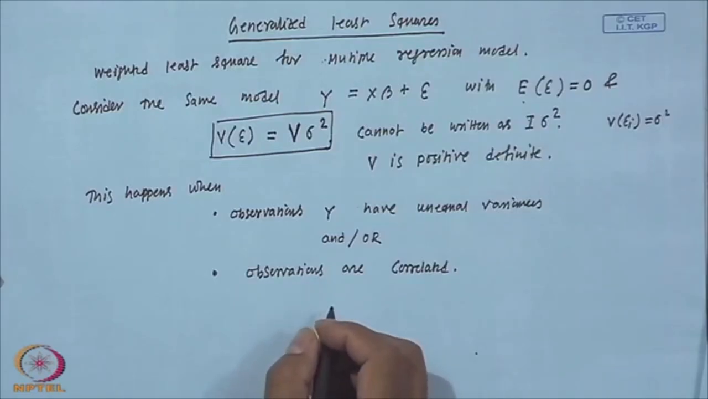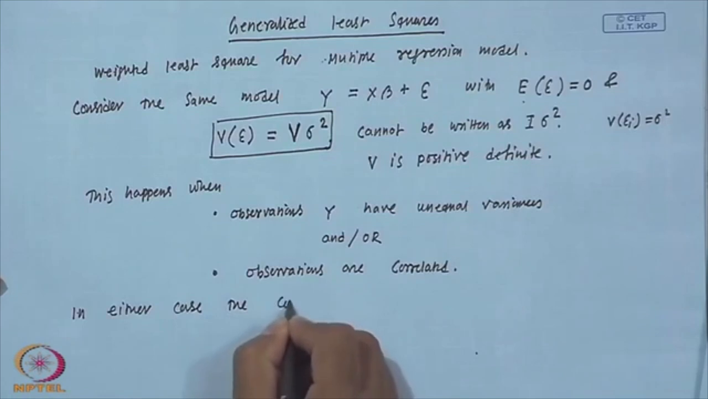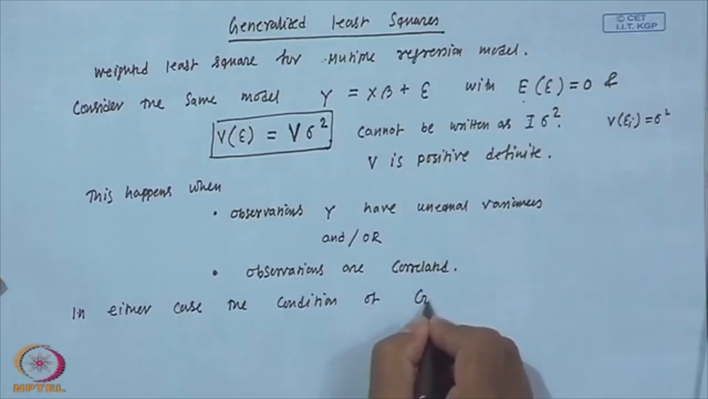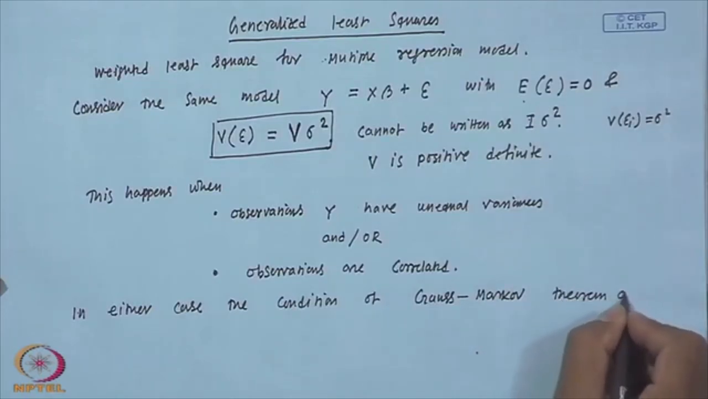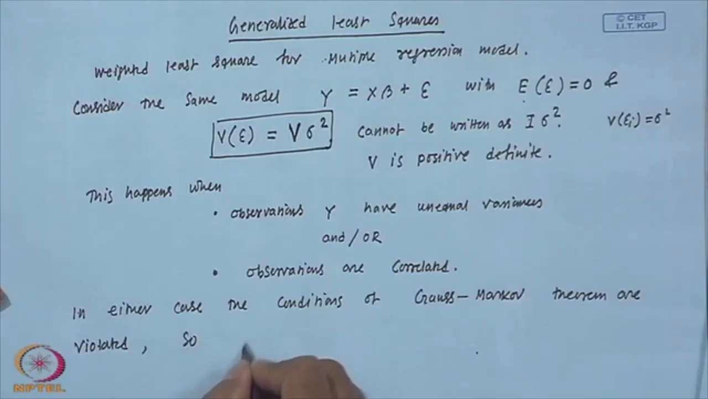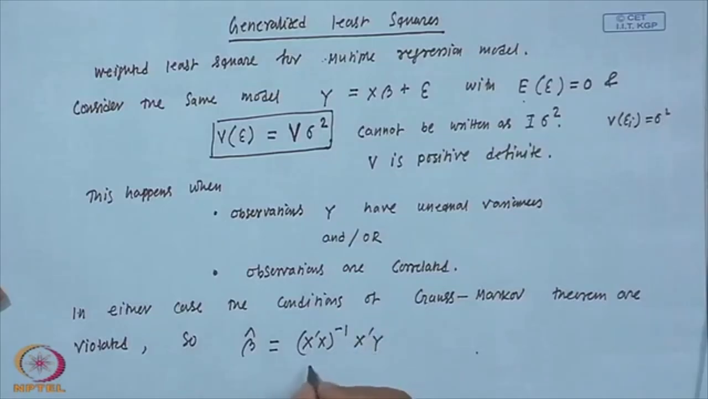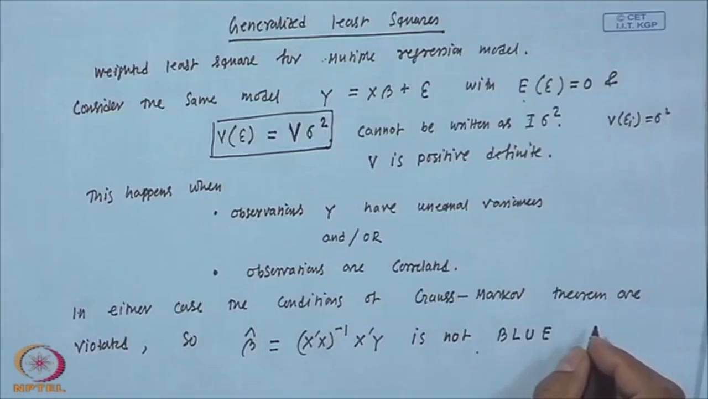So now in either case the conditions of Gauss-Markov theorem are violated. So, beta hat, which is equal to (X prime X) inverse X prime y, which is the estimator of beta using the ordinary least square estimator, is not the best linear unbiased estimator.